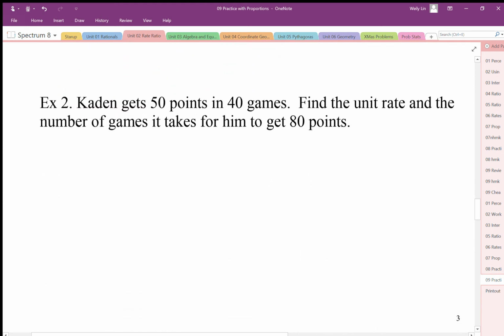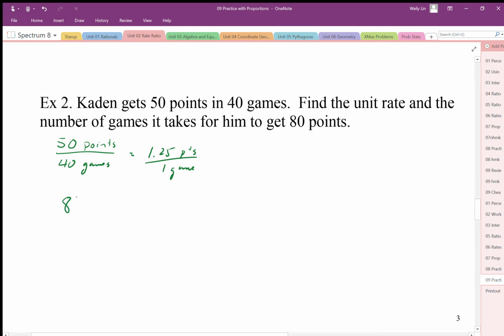Okay, let's take a look at this one here. We have Caden. He gets 50 points in 40 games. So let's do this as a unit rate, and let's figure out how many points per game. When I divide this, I'm going to get 1.25, and my units are points for 1 game, or points per game. So there's my unit rate. So I want to figure out the number of games to get 80 points.